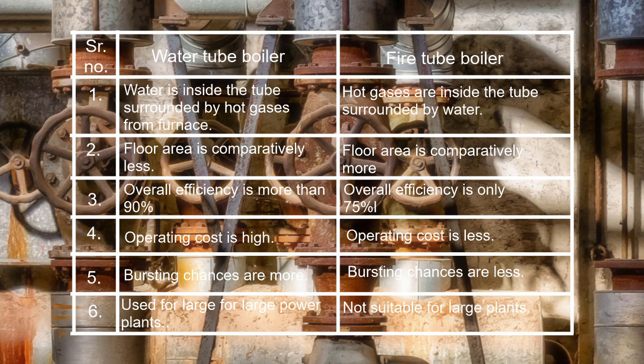The overall efficiency of a water tube boiler with economizer is up to 90%. Overall efficiency of a fire tube boiler is only 75%. Operating cost of a water tube boiler is high. The operating cost of a fire tube boiler is low. Water tube boilers are used for large power plants. Fire tube boilers are not suitable for large plants.